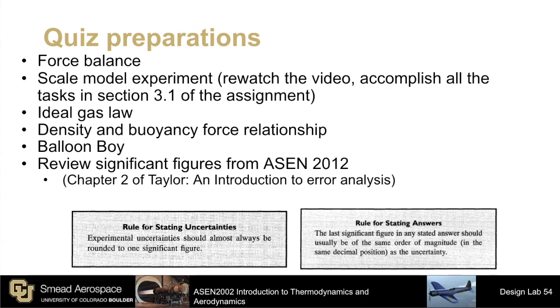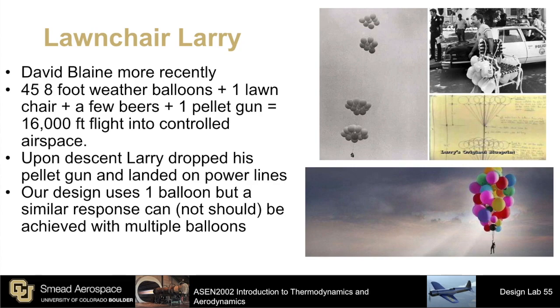For these questions of the quiz, I recommend you ignore the uncertainties of the measurements, calculate the answer without using the uncertainties, and then pick the closest answer with correct significant figures to your calculated answer. Two of the primary rules for significant figures from the Taylor Introduction to Error Analysis book are provided here as a reminder. One quiz question will deal with Lawn Chair Larry.